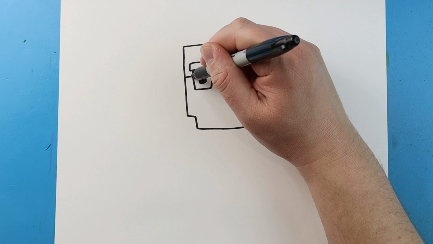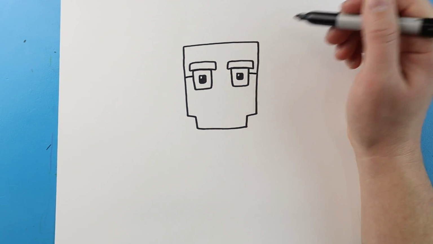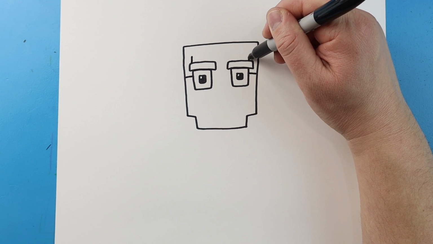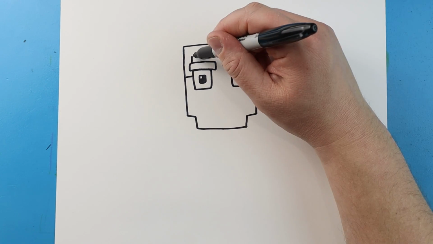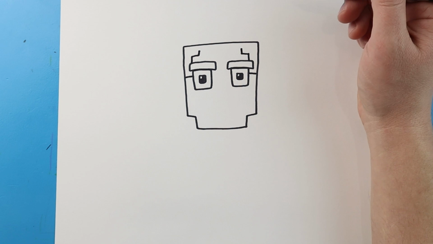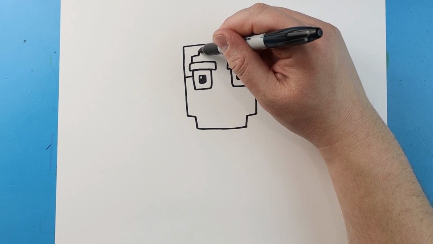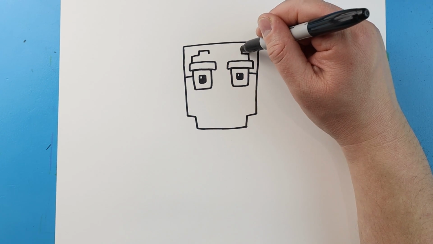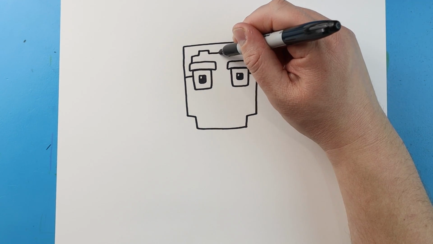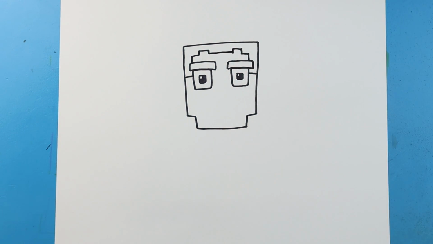Now for the hair, I'm just going to draw a line right over to the eyes. Then I'm going to come up on each side. I'm going to go over and up, and then we'll go over and up. We'll go over and down for some hair. Then we'll just make a line across to connect it.